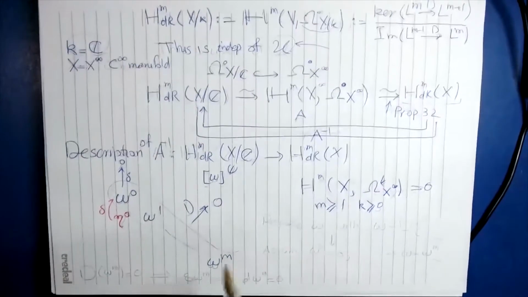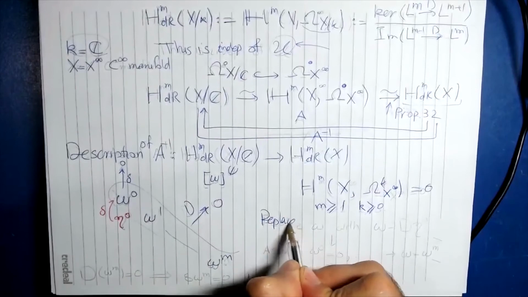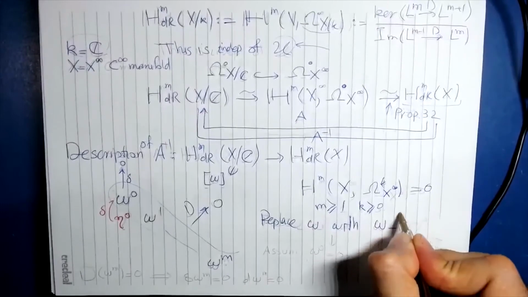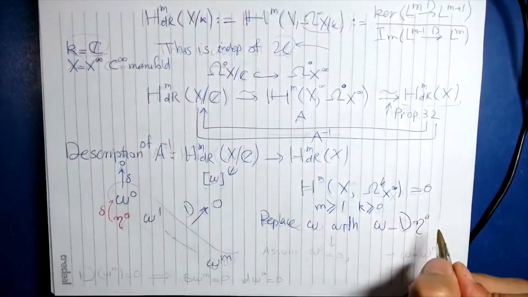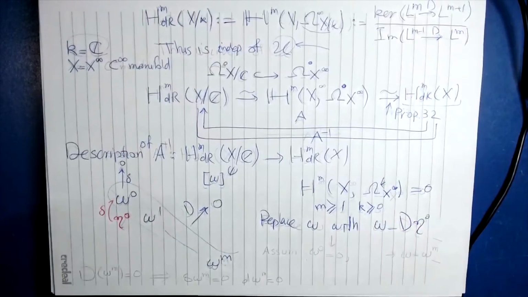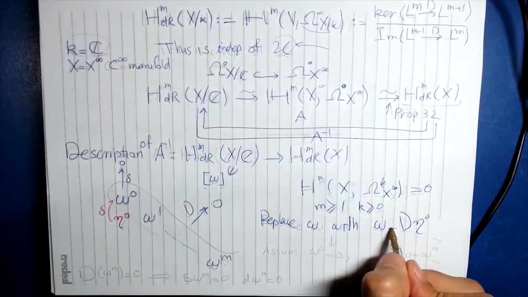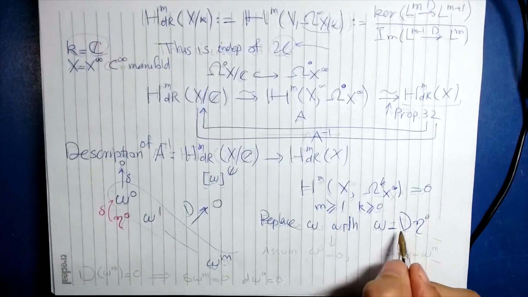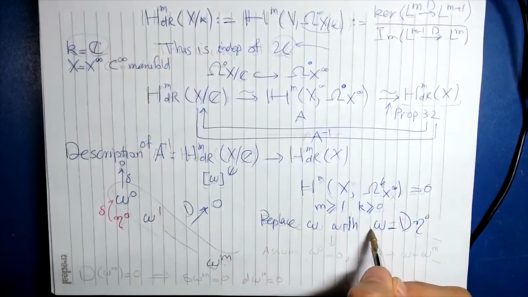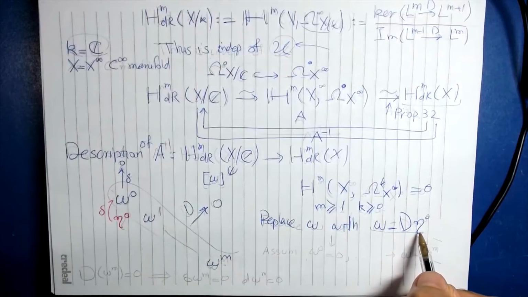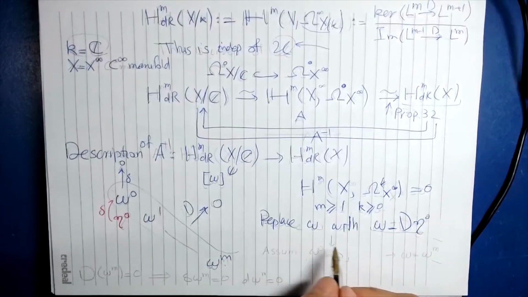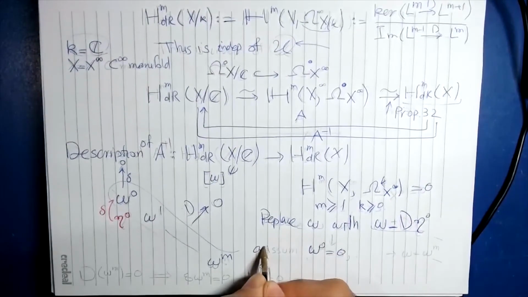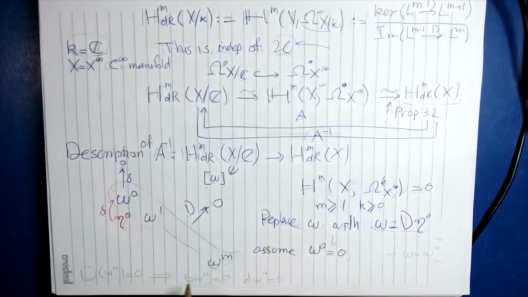Now the trick is this one. Replace omega with omega minus d eta 0. In the forthcoming discussions, I will ignore some sign problems. It might be minus or plus; one has to write it down explicitly. But when you do this, I will still have the same representative in hypercohomology, but omega 0 will turn out to be 0. So this means that I can assume that omega 0 is 0.